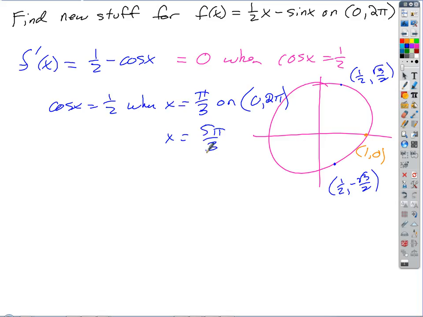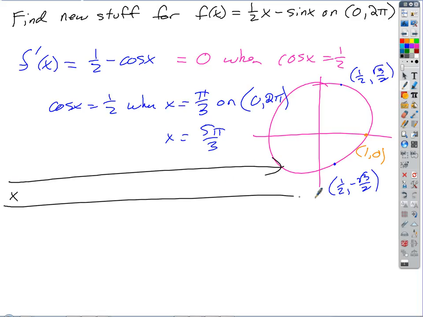Could you also use just negative pi thirds? Well, okay, but no, because look at my domain. My domain is from 0 to positive 2 pi, right? So we can make our table now. Agreed? All the way around. Those are our 2 critical numbers, right? So now our table.